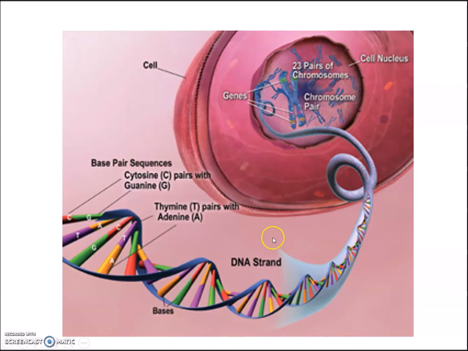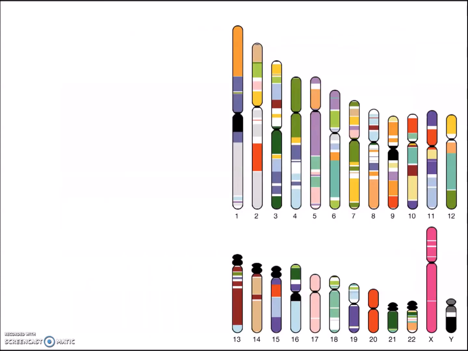If you can envision coils upon coils upon coils getting packed really tightly into a compacted structure called a chromosome, that's what you find in the nucleus: coiled up, packed tight DNA, where there's 23 types, and each cell in our body has 2 pairs of each type of chromosome. And we'll get into that when we study genetics.